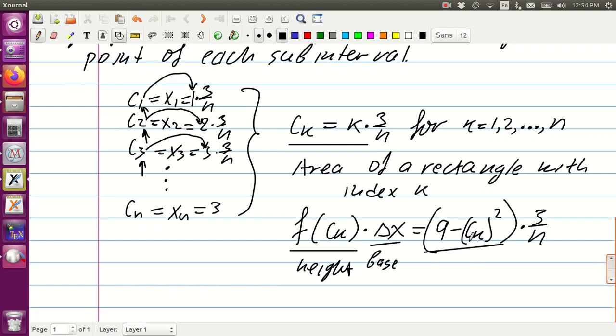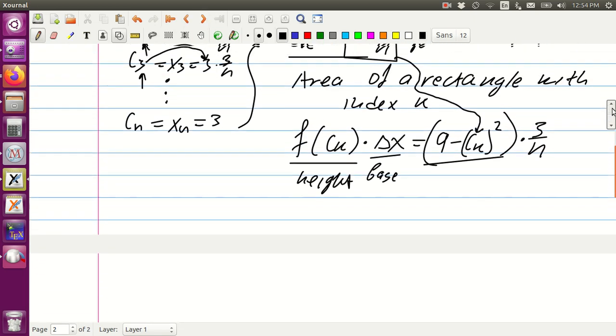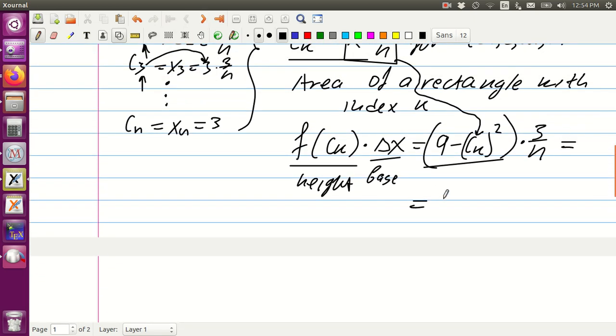So for the first rectangle, it's going to be c sub 1 squared subtracted from 9. And the only thing left to do is to plug in c sub k. And my c sub k is this quantity. So it will travel and we'll put it over here. So let's try to see what we're going to get. Equals 9 minus k times 3 over n quantity squared, times 3 over n.